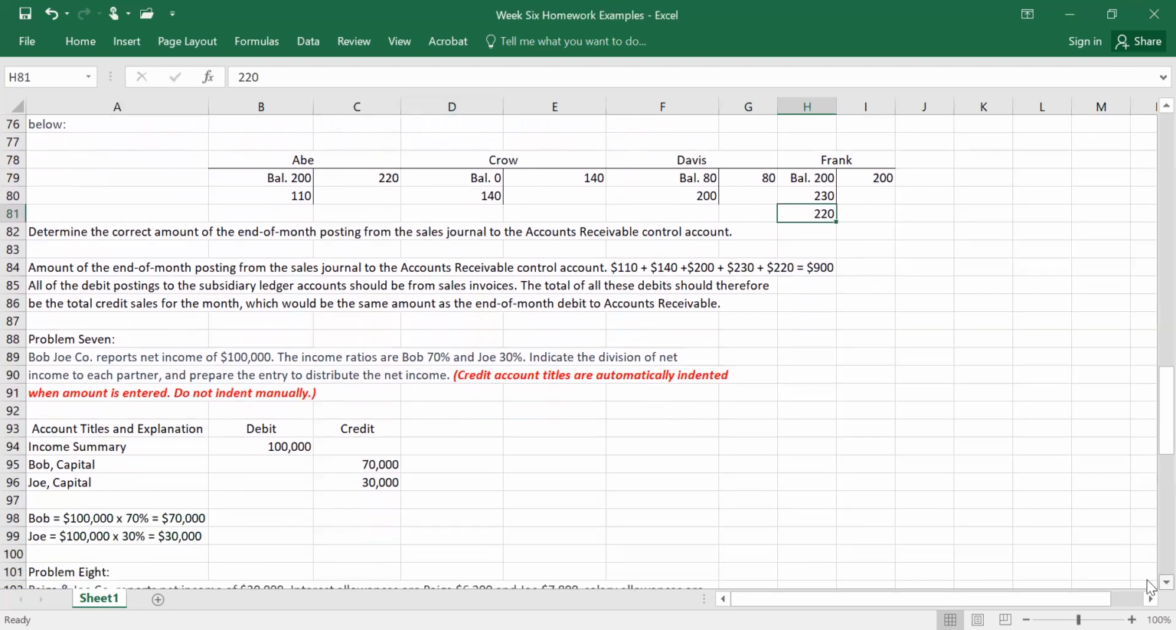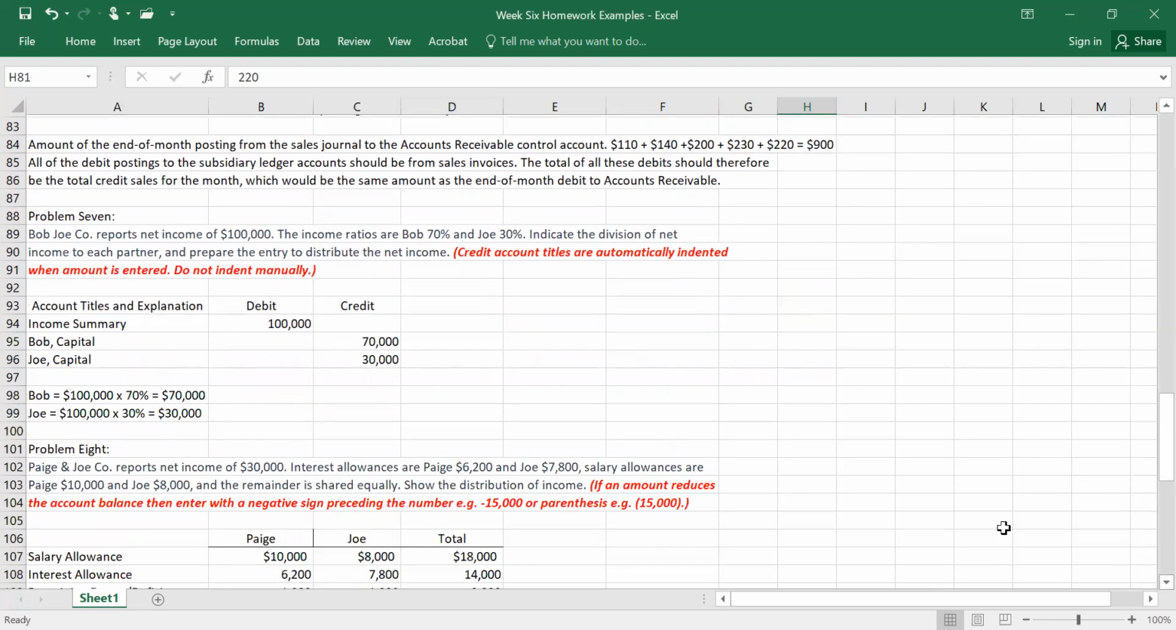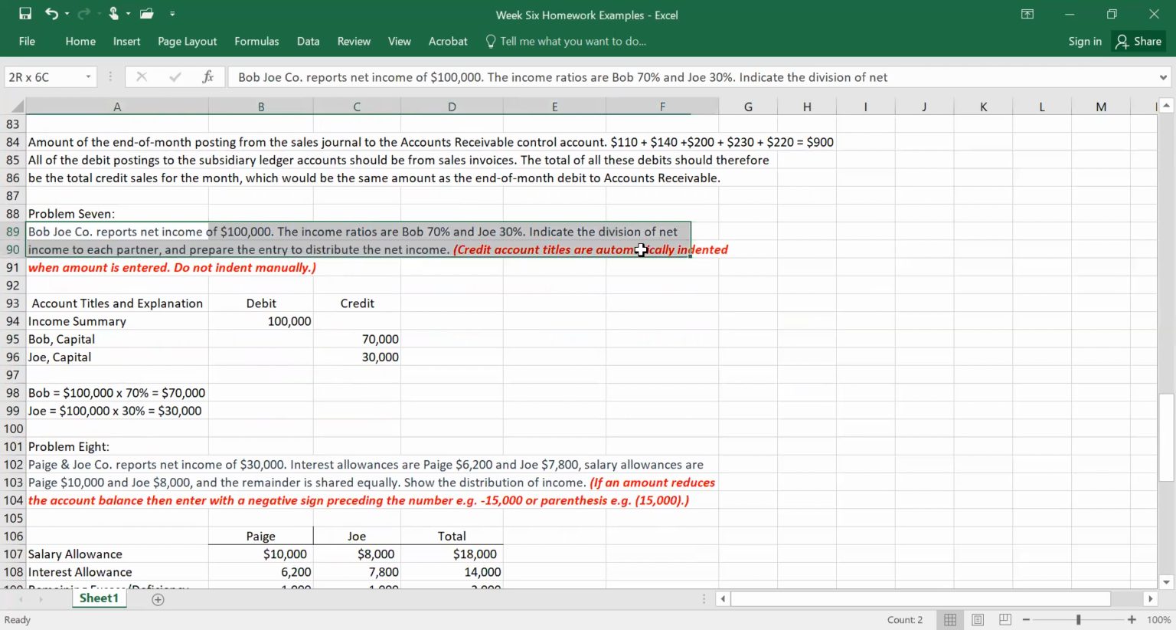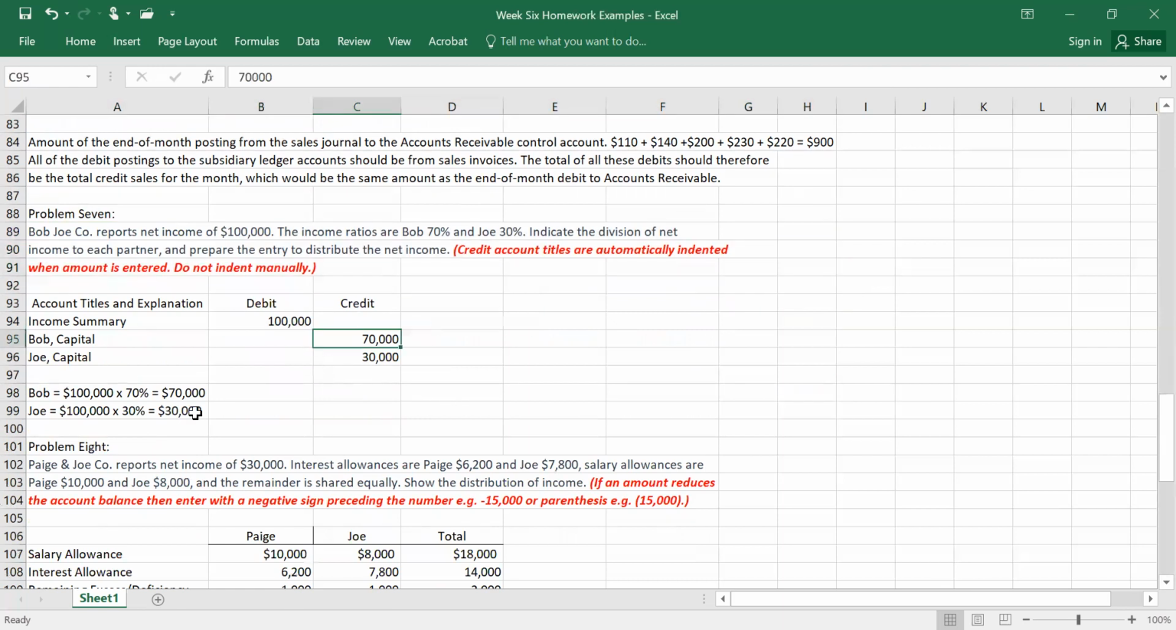Problem 7. Bob Joe Company reports a net income of 100,000. Income ratios are 70% for Bob, 30% for Joe. Indicate the division of net income to each partner and prepare the entry to distribute the net income. So we have 70%, and I did it here. Bob, 100% times 70% is 70,000.